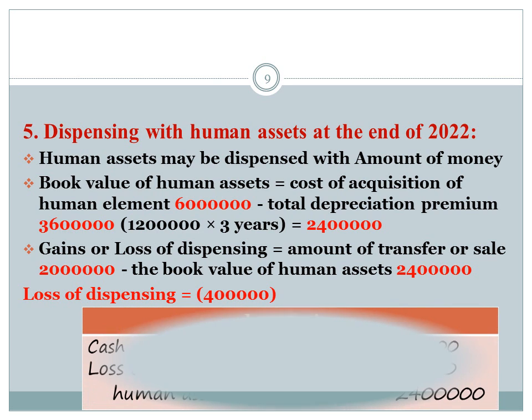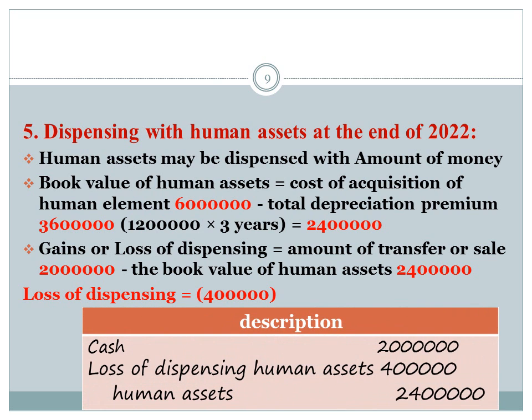The entry in this case will be cash, the amount of sale, in the debit side because cash is an asset and increases, 2 million. Losses will be in the debit side, 400,000. Human assets will be 2,400,000. Our entry again: cash will be in the debit side because the asset increases. Human asset will be in the credit side because the asset decreases.